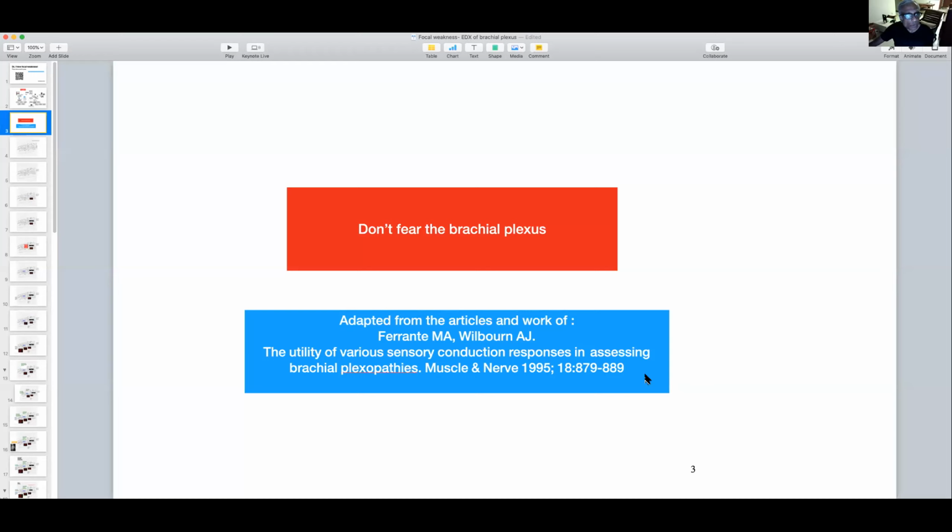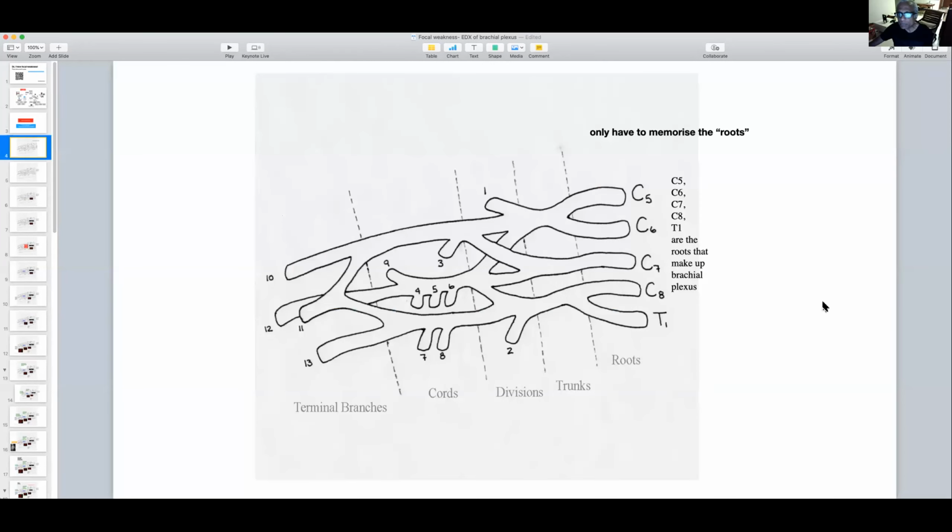Okay, so how do we overcome the fear of the brachial plexus? I would start off by very simply saying that you only need to remember one thing. And the only one thing you need to remember is that the brachial plexus is made up of C5, C6, C7, C8, and T1. Because there's no way you could possibly figure this out. You have to memorize this. But beyond that, I would like to propose that we don't have to memorize anything more than that. Let me show you why.